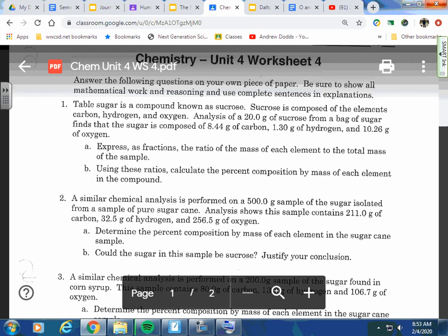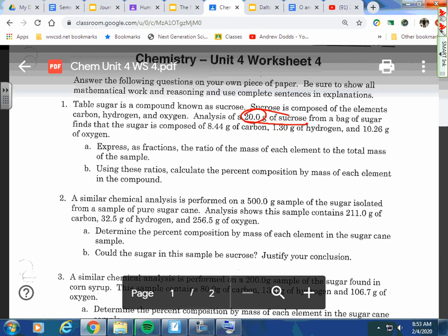1A, express as fractions the ratio of the mass of each element to the total mass of the sample. What is the total mass of the sample? Okay, so yeah, it says it's 20 grams of sucrose. So that would be our total right there, 20 grams. So you guys may want to use a separate piece of paper for this, so you're not writing this all crowded like how I am.